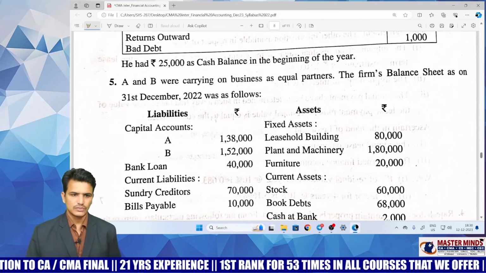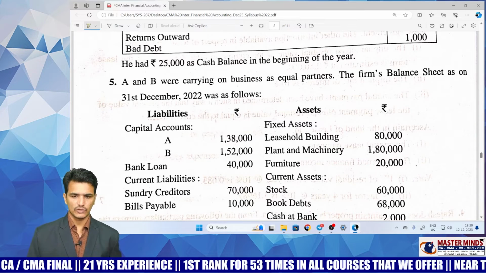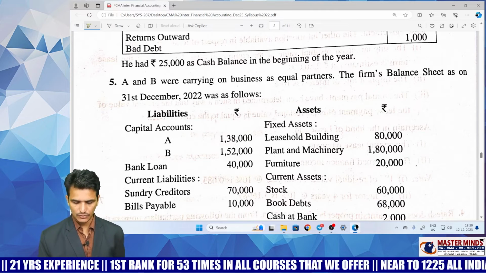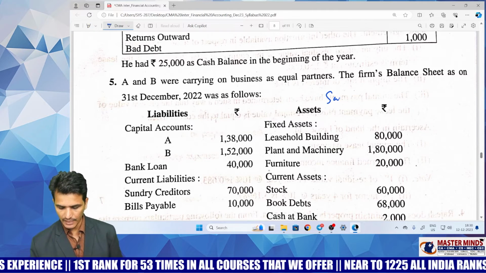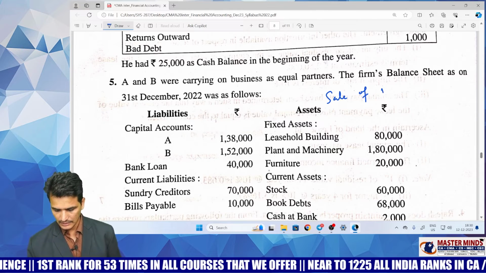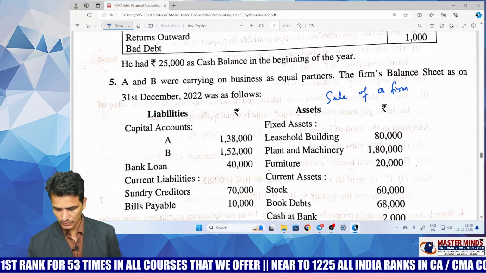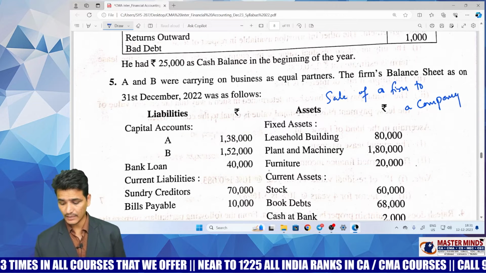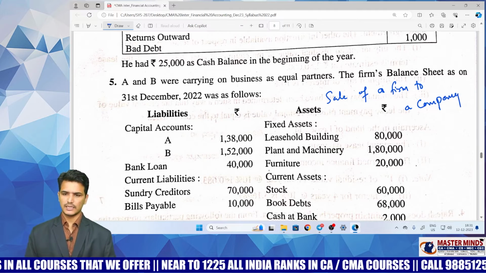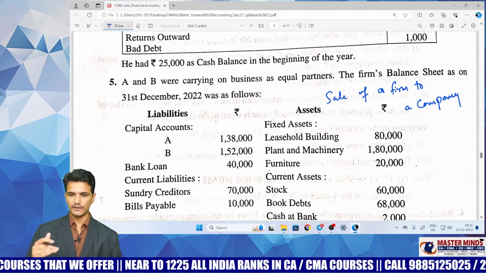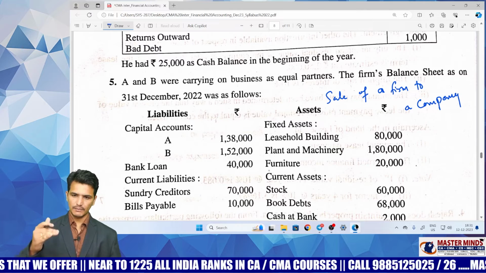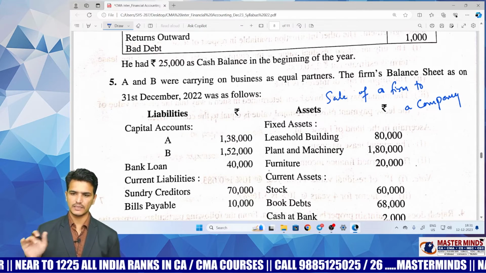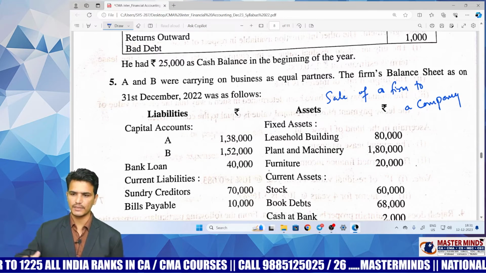Next, this is again a question from out of the box. These model questions are nowhere covered in the institute sources. Here it is a question based on sale of a partnership firm to a company. In this question, the sale of the firm is going to happen during the middle of the year. So after doing business for 6 months, we have to prepare the balance sheet after 6 months, and based on that balance sheet we are going to transfer the assets and liabilities to the company.